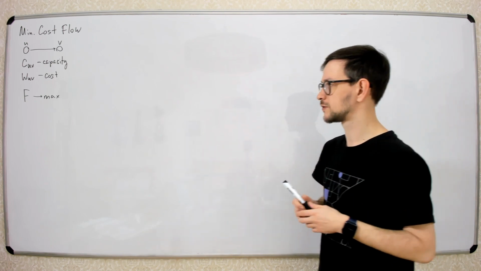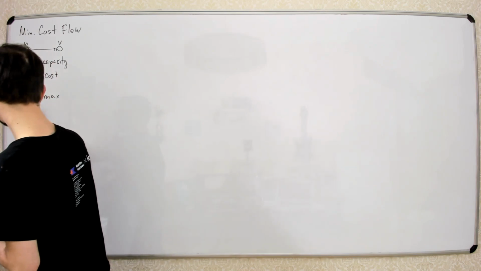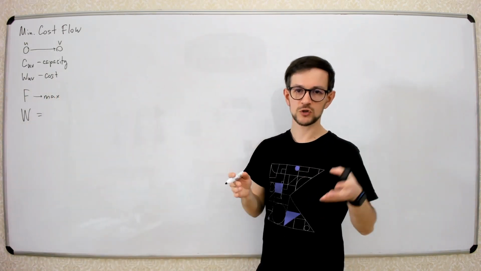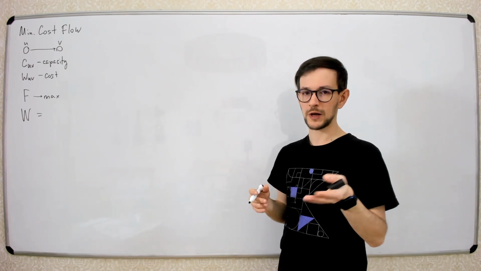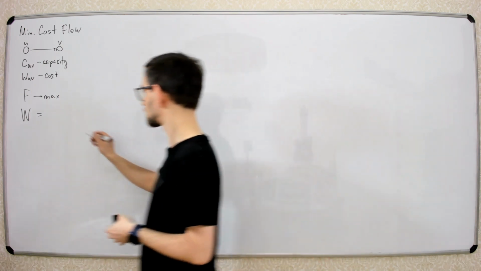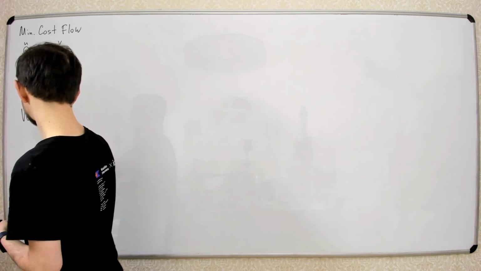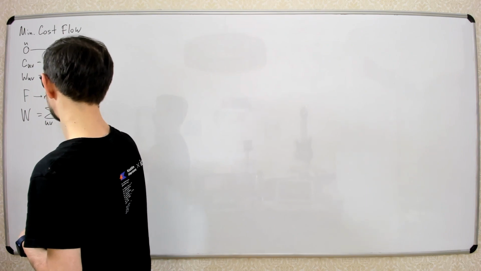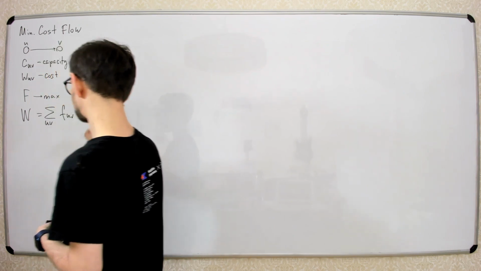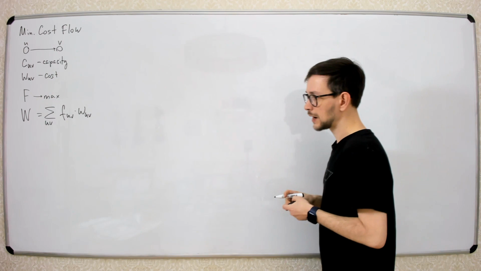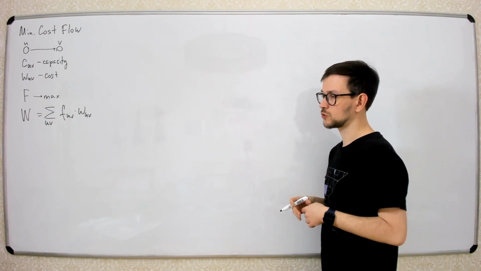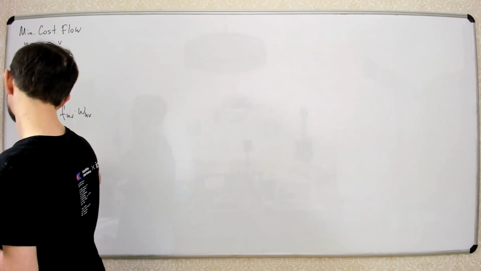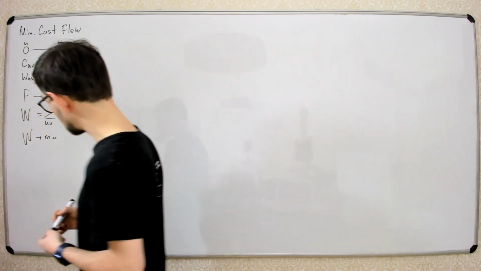So what is the cost of this flow? Let's say W. W is just total amount of money you need to spend for this flow. How it's calculated is just sum for all edges. So we take sum for all edges, and we just multiply the flow through an edge to the cost of this edge. And for all maximal flows, we want to minimize the total weight of all this. Okay. So we want to minimize the total cost.